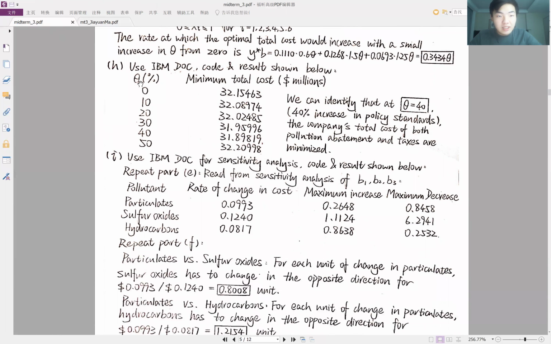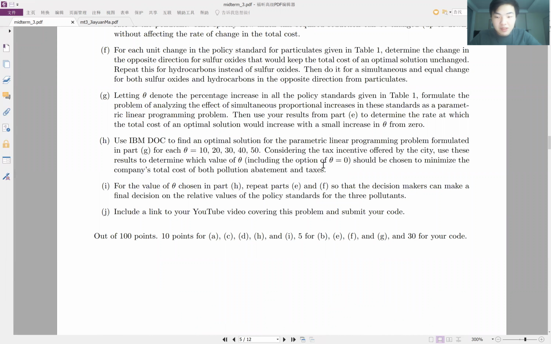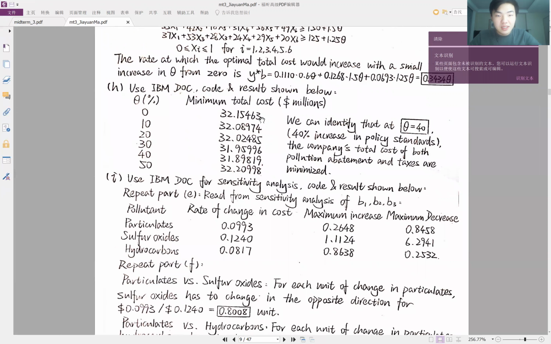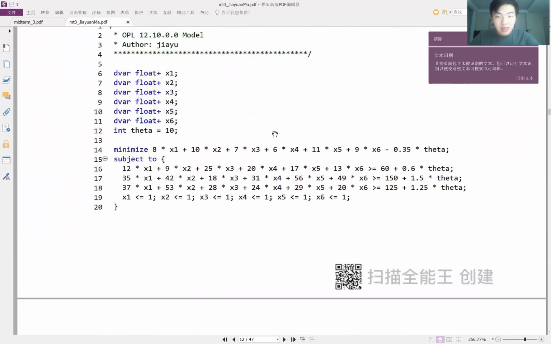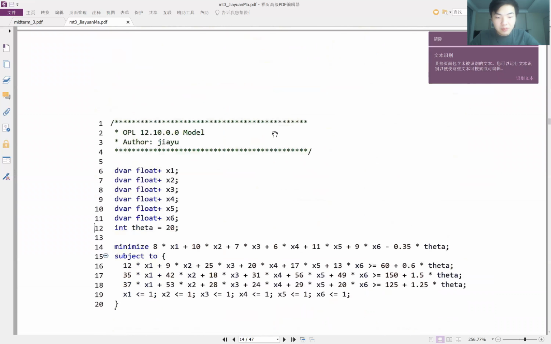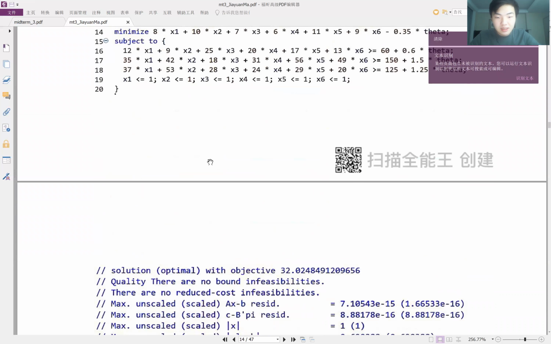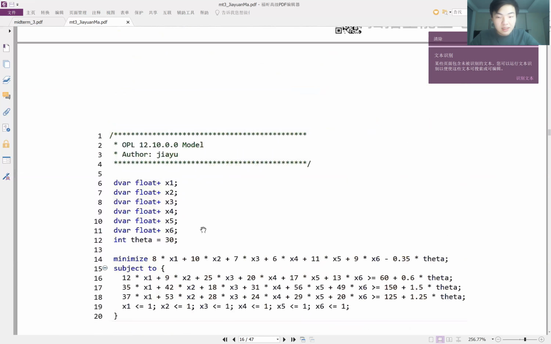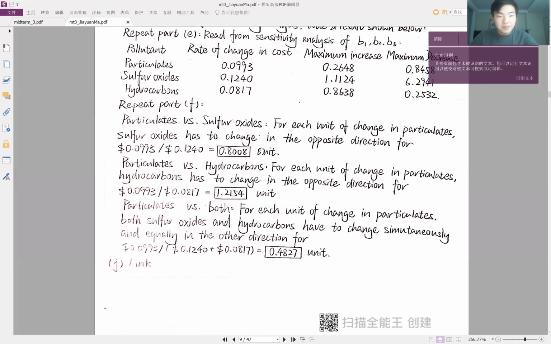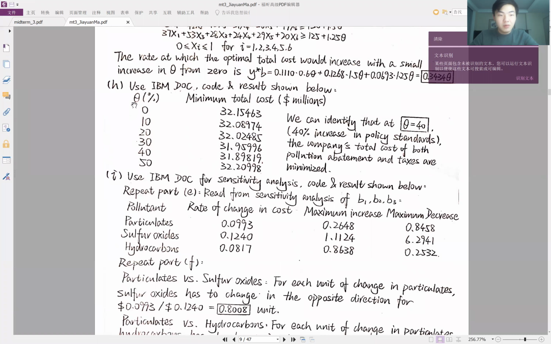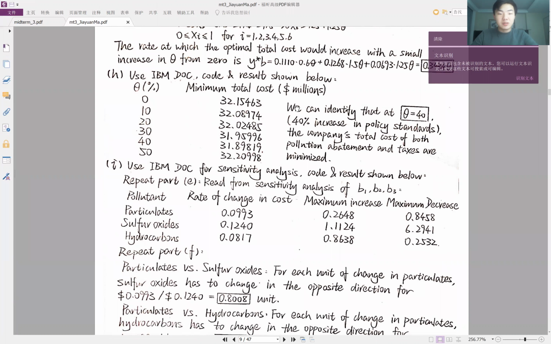And for part H, we want to use the IBM doc to find which of the theta values will give us the optimal total cost, considering the compensations in the tax reductions. So basically, we just use the IBM doc with our newly formulated problems. Here, I won't show them all, but you can see for each of the problems here, we got different theta values. Here's 20, and here's 30, and so on. And then we copied all of the results from the IBM doc above and compared them and reached our conclusion that when theta equals 40, we have our minimum total cost.